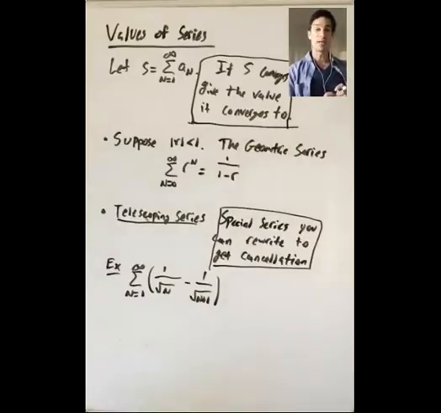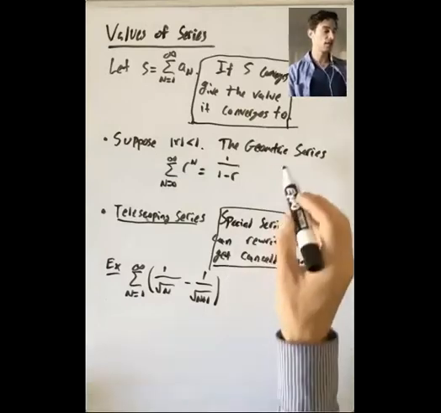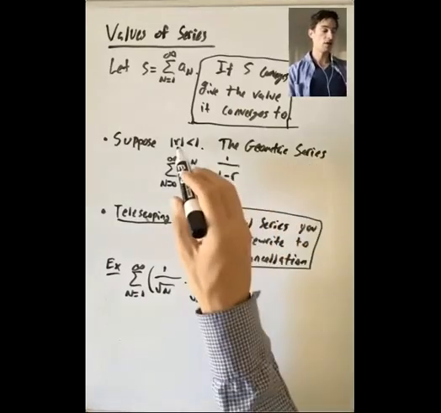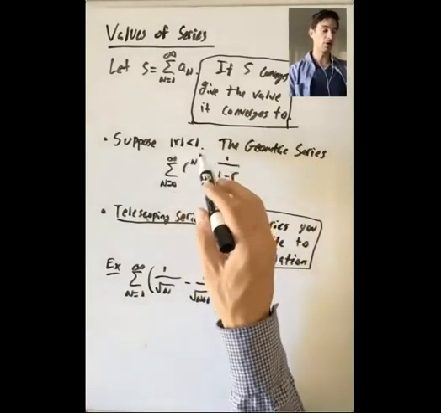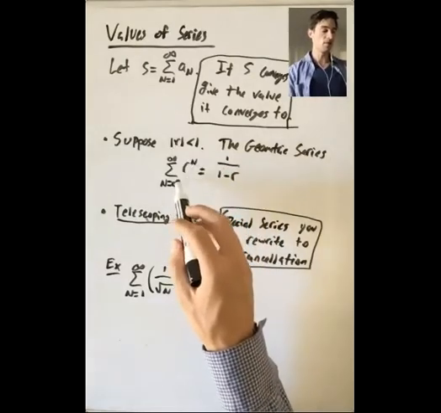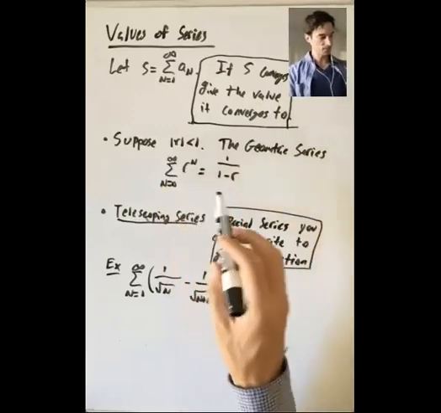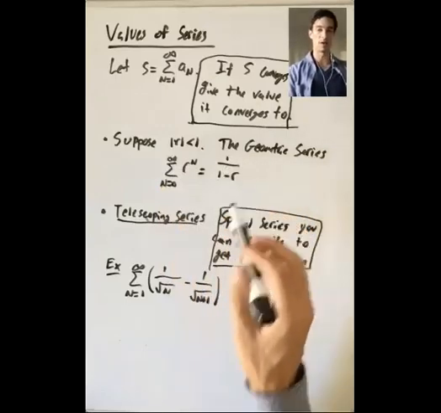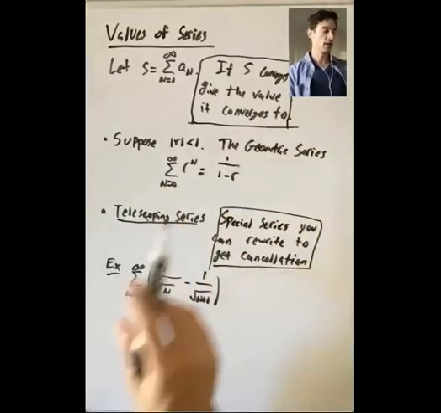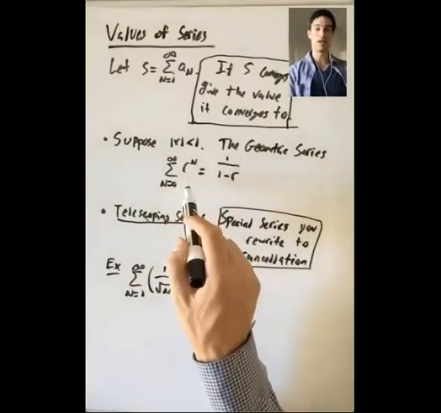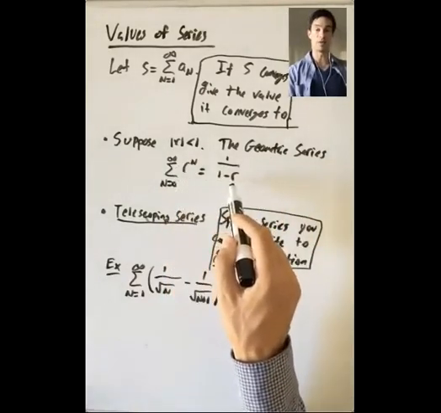So that's a great hint that your series is going to be of one of two special types. The first is a geometric series, where we know that when the absolute value of r is less than 1, the sum from n equals 0 to infinity of r to the n equals 1 over 1 minus r. So in the case that a geometric series converges, we know the value that it converges to.